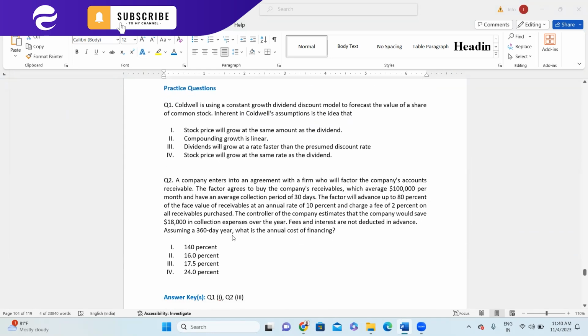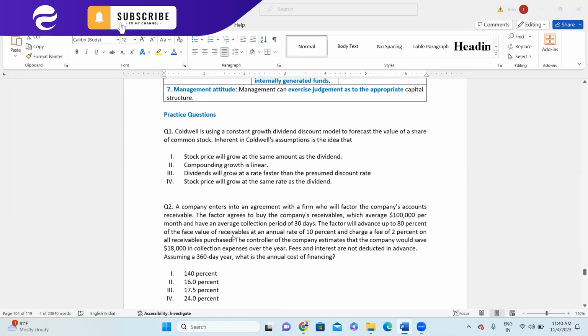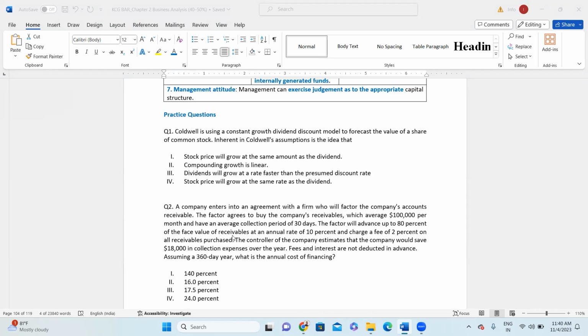Okay, so let's do a practice question. First one is Codewell. Codewell is using a constant growth dividend discount model, that means the dividend discount model, to forecast the value of a share of common stock. Inherent in Codewell's assumption is the idea that the stock price will grow at the same amount as the dividend. Second is compounding growth is linear. Third is dividends will grow at a rate faster than their presumed dividend rate. Fourth is stock price will grow at the same rate as dividend. So which option is the correct option?